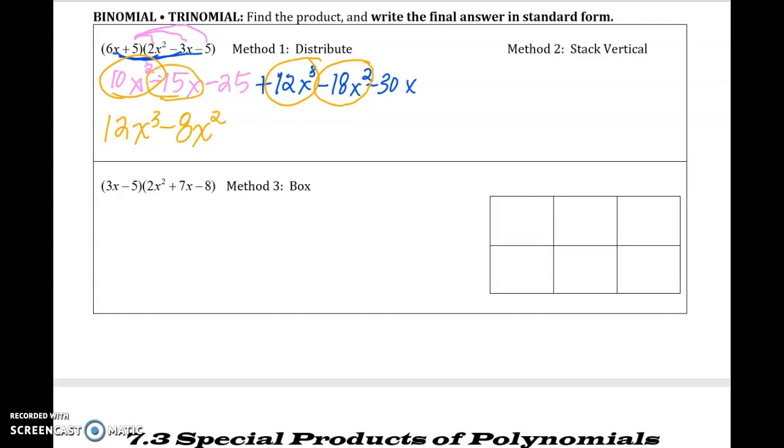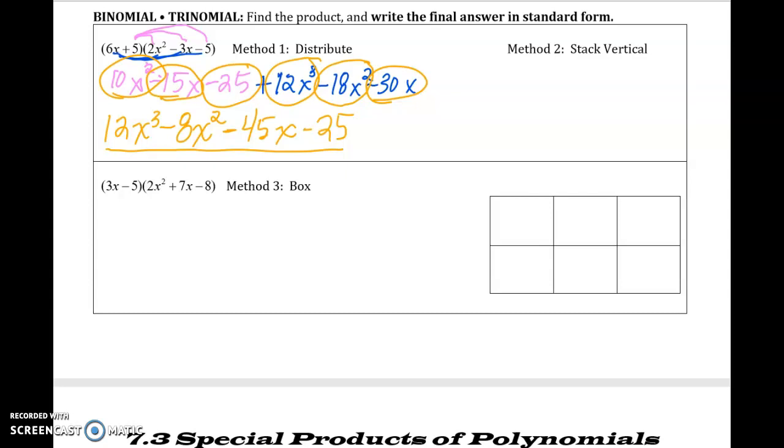I have a negative 15x and a negative 30x. So those are the same sign, so I add and keep. So that's negative 45x. And then I have this negative 25 that stands alone. Okay, so my final answer is just a polynomial that contains 4 terms.